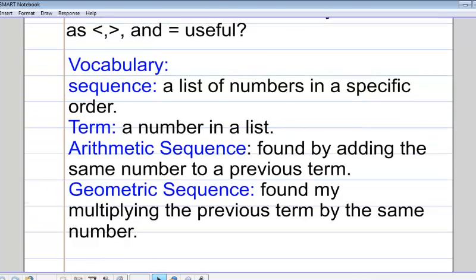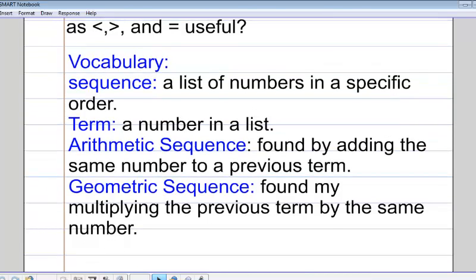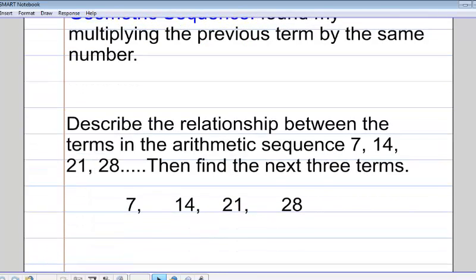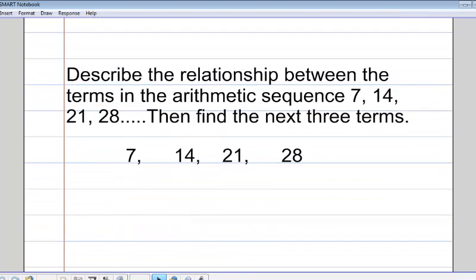Today we're going to be looking at geometric and arithmetic sequences and finding the next few terms based on what we're working with. In our first example, we're going to describe the relationship between the two terms in the arithmetic sequence of 7, 14, 21, and 28. And then we're going to find the next three terms.